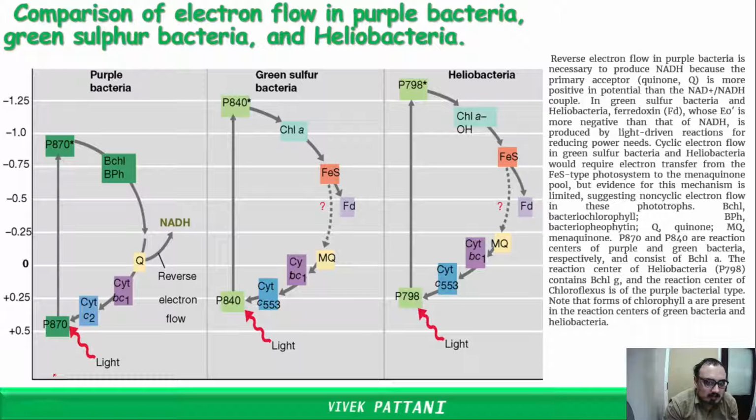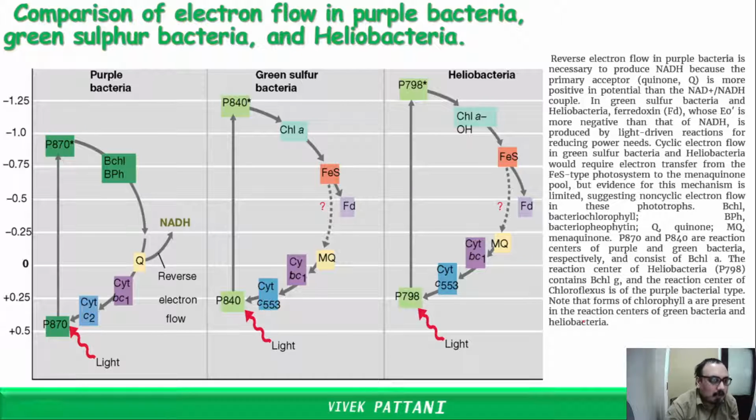Suggesting the non-cyclic electron flow in these phototrophs. The bacterial chlorophyll, bacteriophytin, quinones, menaquinones, and the P870 and P840 are basically the reaction centers of purple and green sulfur bacteria, and both of them consist of bacteriochlorophyll A.